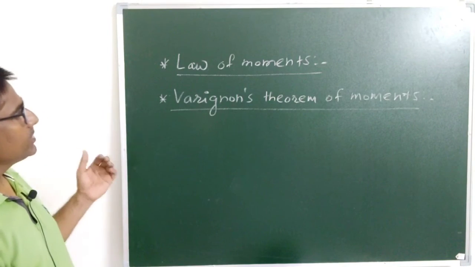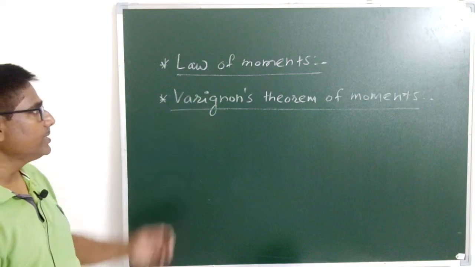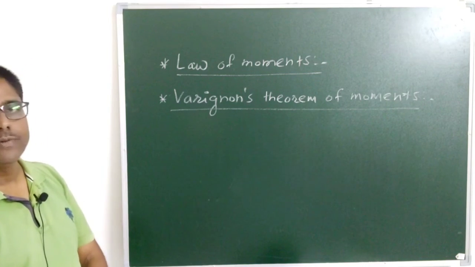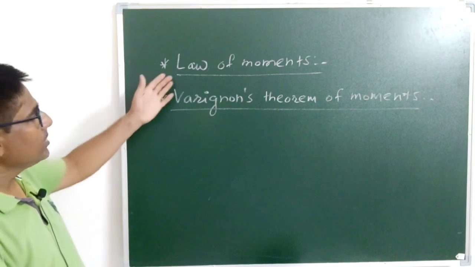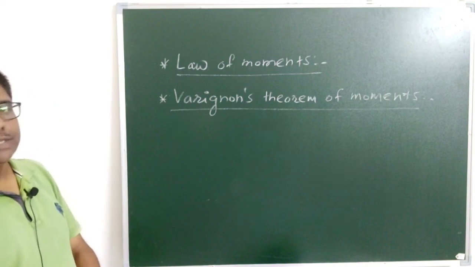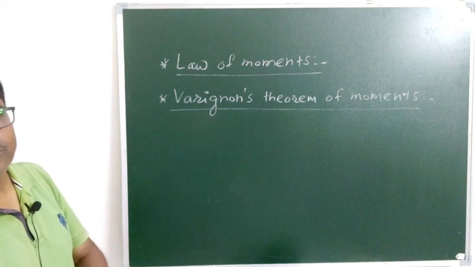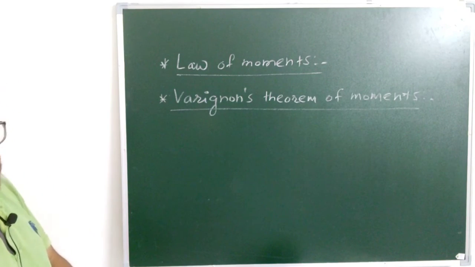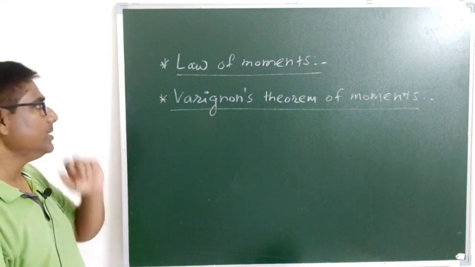After this, let us discuss two more things. One is law of moments and the other is Varignon's theorem of moments. What is law of moments? For a system in equilibrium, the algebraic sum of clockwise moments is equal to the algebraic sum of anti-clockwise moments. That is the law of moments.